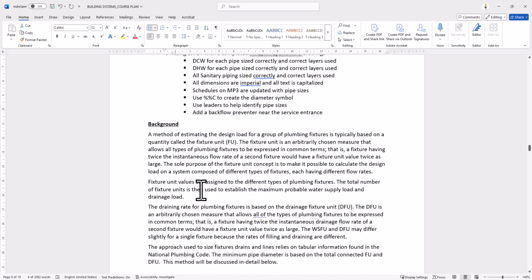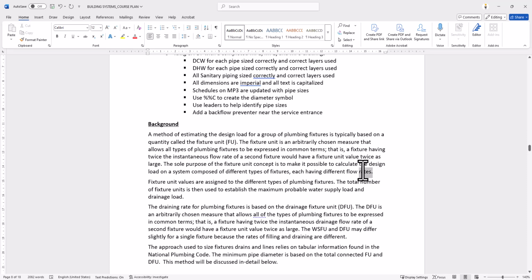Let me just go through a brief background of what we're doing. A method of estimating the design load for a group of plumbing fixtures is typically based on a quantity called the fixture unit. You call these FUs, and you'll hear me call them fixture units throughout this video. The fixture unit, and this is really key, is an arbitrarily chosen measure that allows all types of plumbing fixtures to be expressed in common terms. That is, a fixture having twice the instantaneous flow rate of a second fixture would have a fixture unit value twice as large. The sole purpose of the fixture unit concept is to make it possible to calculate the design load on a system composed of different types of fixtures, each having different flow rates.